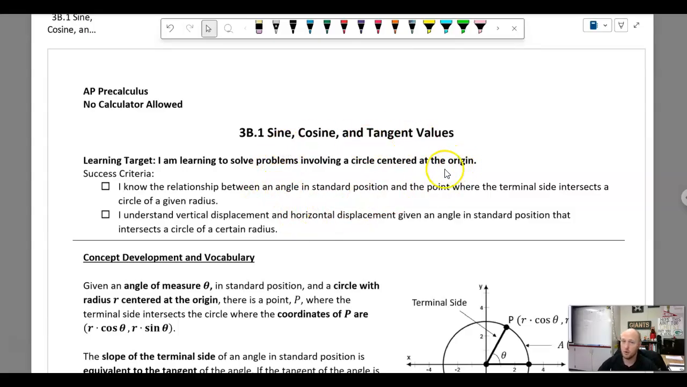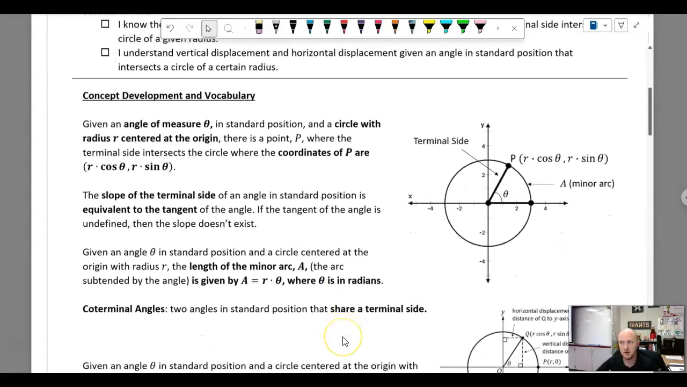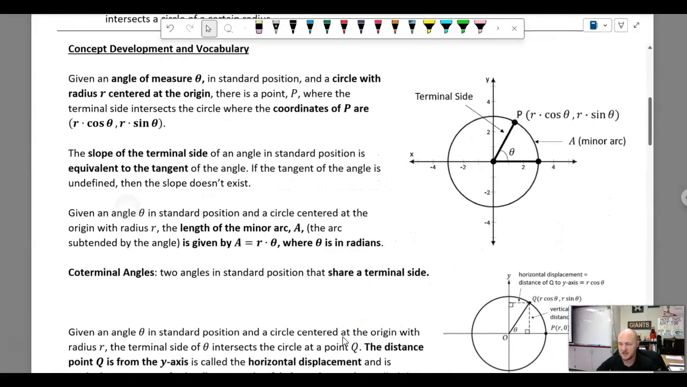The radius is not always going to be 1, and sometimes they might give you information about coordinates or an arc. You'll be successful if you know the relationship between an angle in standard position and the point where the terminal side intersects the circle of a given radius, and if you can understand the vertical and horizontal displacement given an angle in standard position that intersects with the circle of a certain radius. So let's go ahead and talk about what we need to know in order for this lesson to be successful.